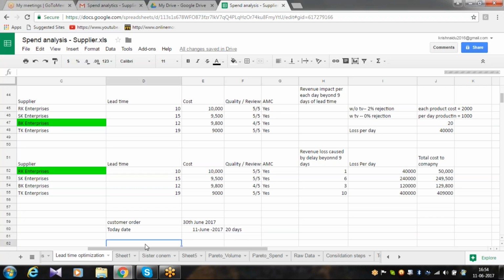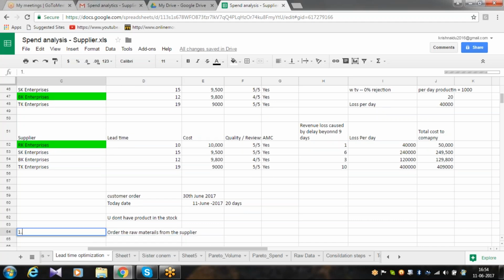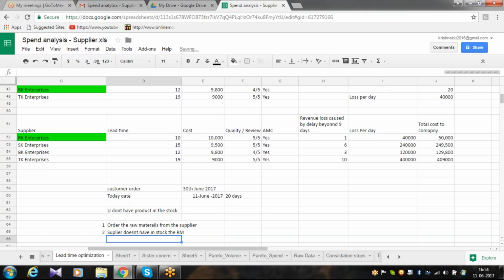So now if you don't have the product in stock, what will you do? You will order the raw materials from the supplier. First activity. Second, supplier doesn't have the raw materials in stock, for example. What will he do? He will purchase, just like we have mentioned at the top. Purchase and manufacture.